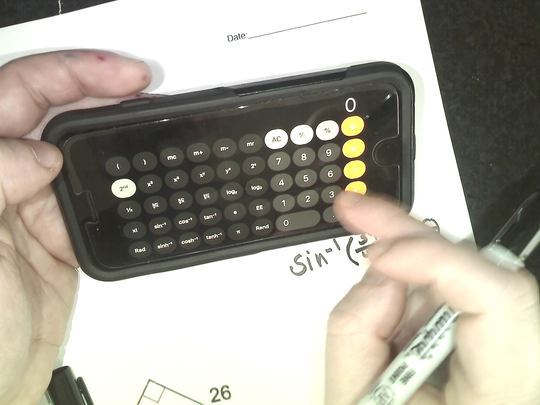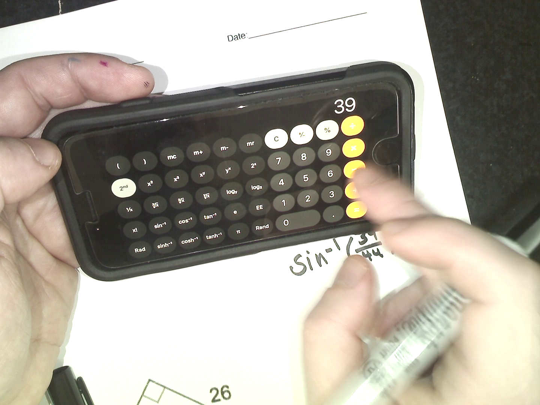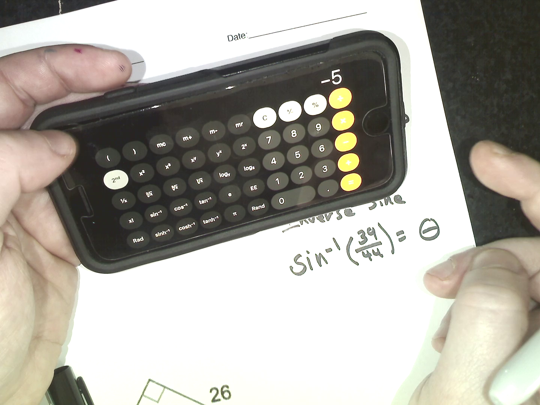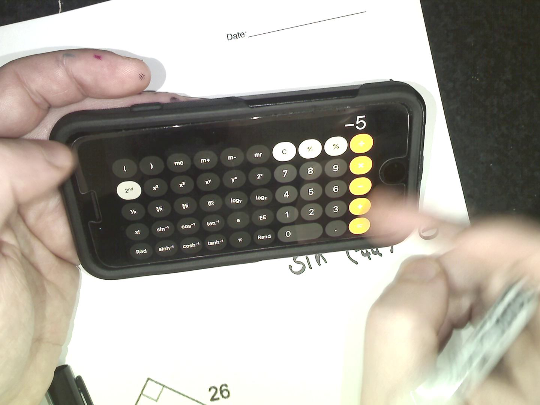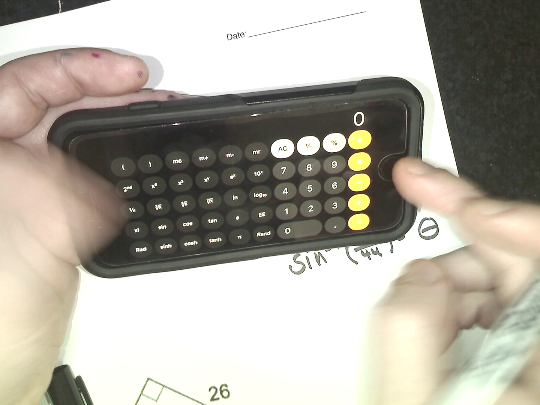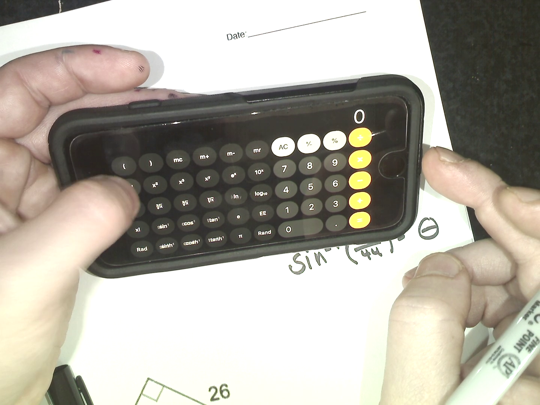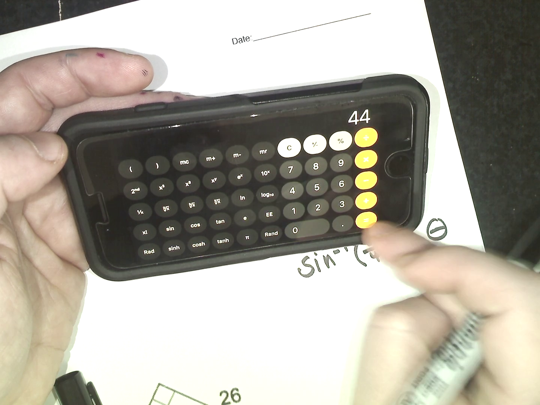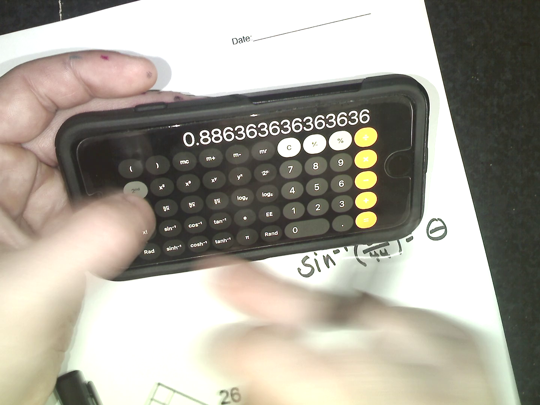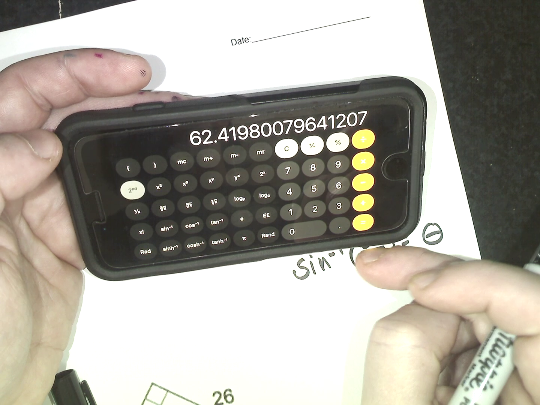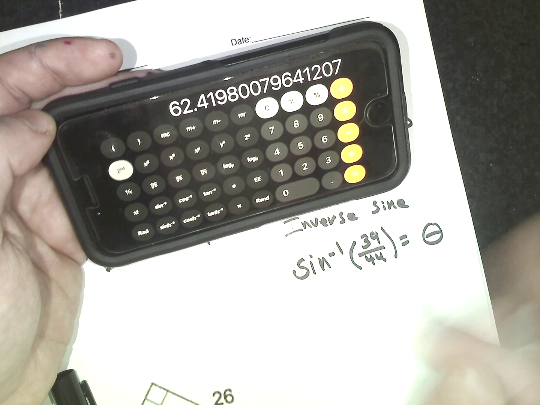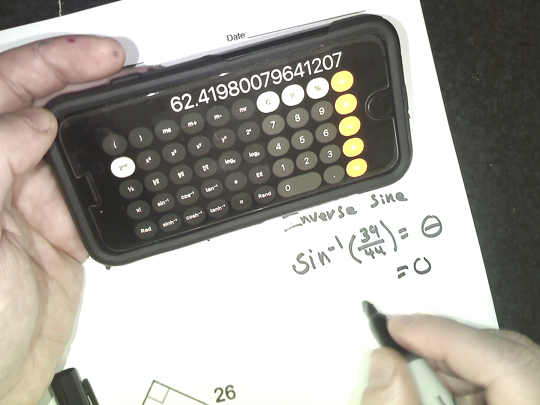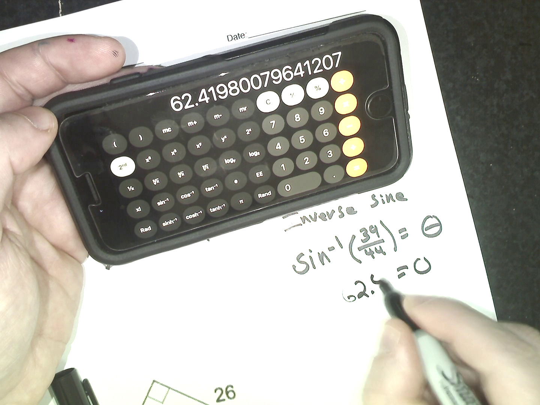Let's try this again. 39 divided by 44 equals, not -5. Clear. Oh. Is that what I'm doing? Is that messing me up here? I don't know. Let's see. 39 divided by 44 equals. That number looks good. Second. Look at that. So this gives me that theta is equal to, let's round this up, 62.4 degrees.